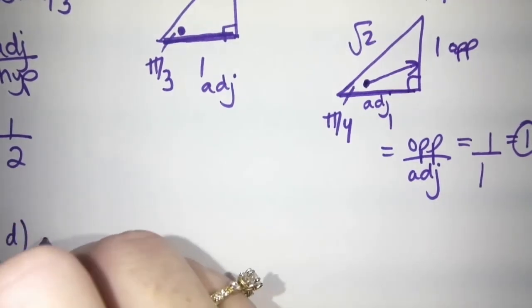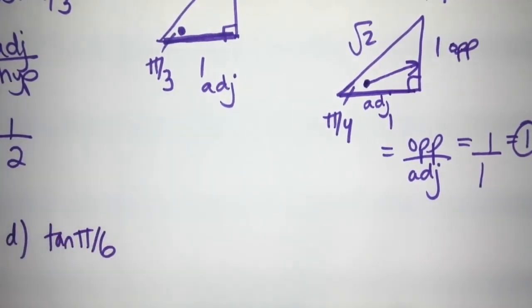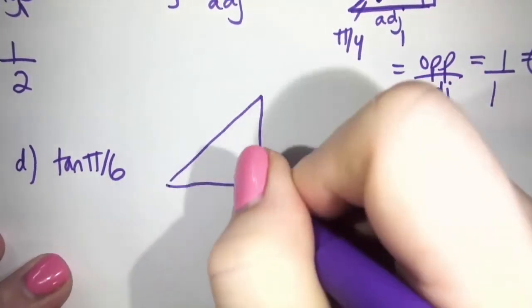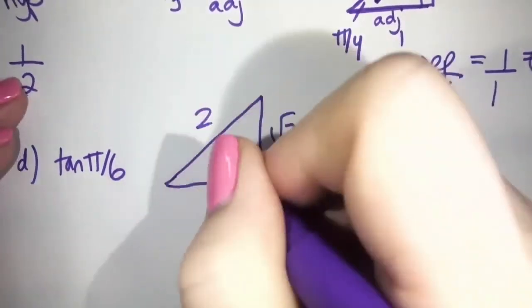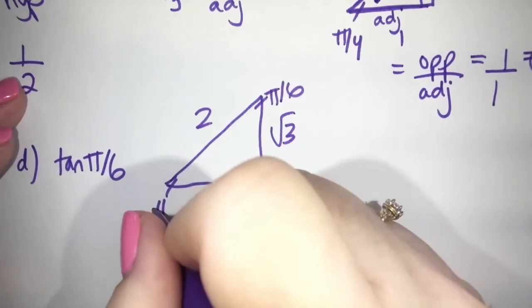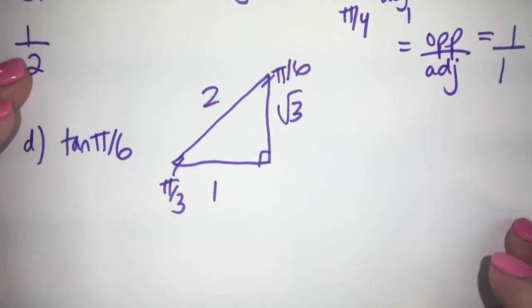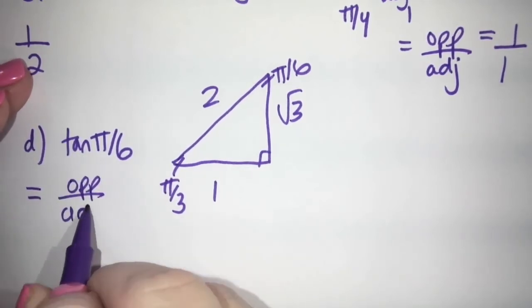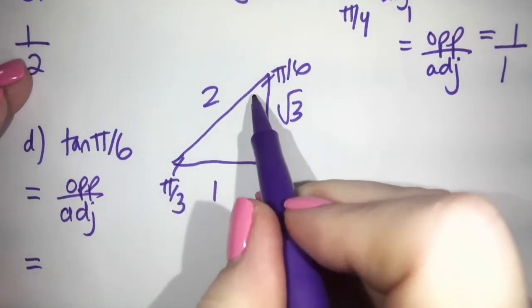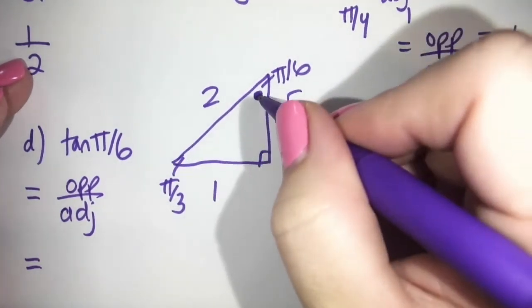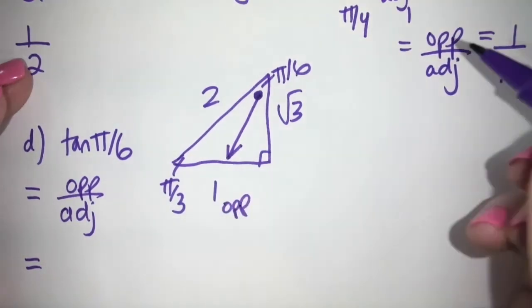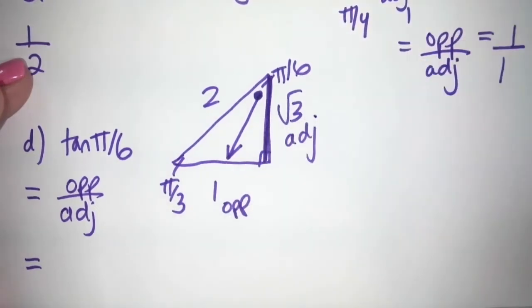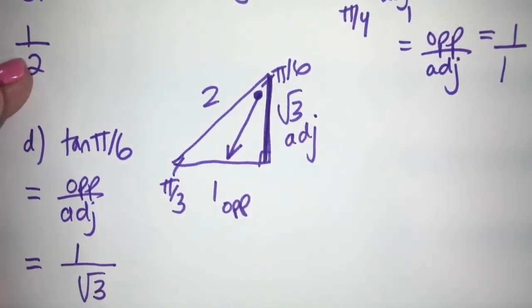Okay, let's do a couple more. If we do tan of pi over 6, then we're looking at the root 3, 2, 1 triangle. So again, just keep practicing drawing them until you've memorized them. Pi over 6 is at the top, pi over 3 is at the bottom. So tan of pi over 6, tan is SOHCAHTOA, opposite over adjacent. And so from pi over 6, we're looking at from up here. So opposite is go across the triangle. So the opposite from pi over 6 is the 1. And the adjacent, the touching side to pi over 6, is the root 3. So we get 1 over root 3.